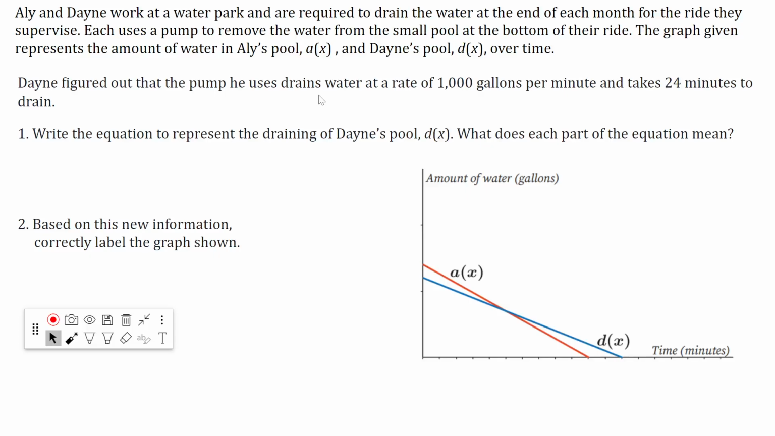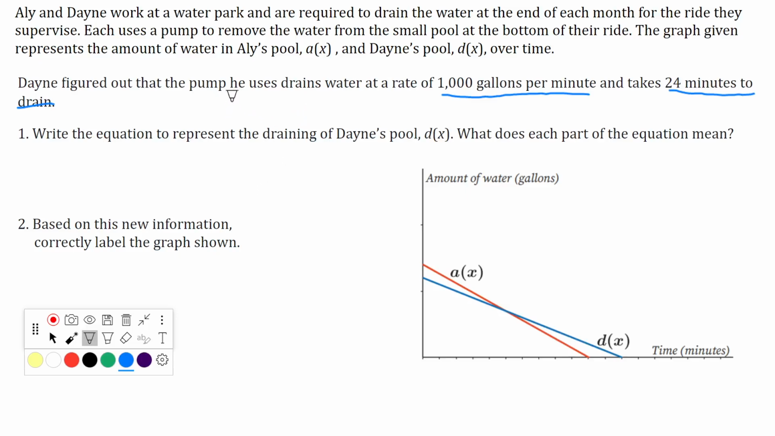Dane figured out that the pump he uses drains water at a rate of 1,000 gallons per minute and takes 24 minutes to drain. Write the equation to represent the draining of Dane's pool, D of x, and then what does each part of the equation mean? Well, we know the rate for his function. It's given to us as 1,000 gallons per minute. We're also told how long it takes to drain the pool, so we can calculate how many gallons of water there are to begin with.